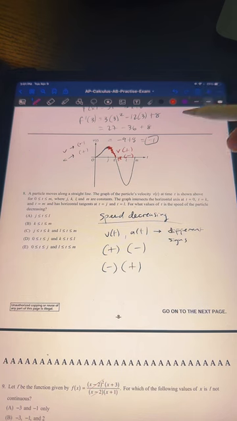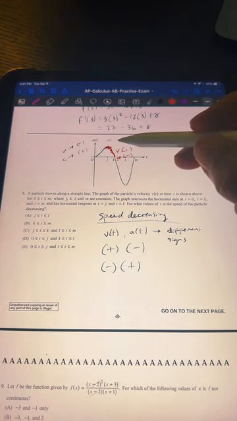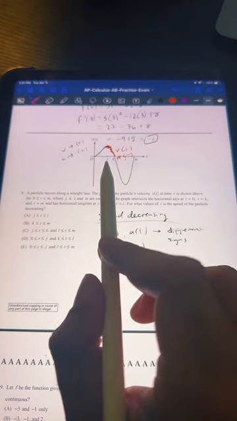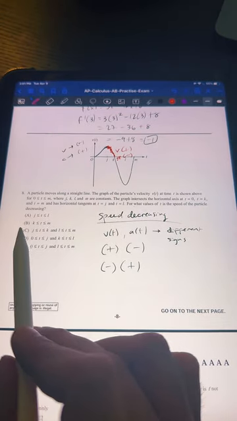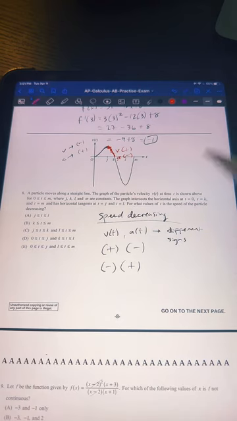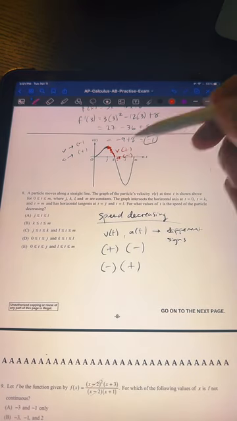So we know between this interval, the speed of the particle is going to be decreasing. So right now we have J and K as one of our options. The only one that looks like it's going to be possible looks like maybe C. But let's just continue to double check.